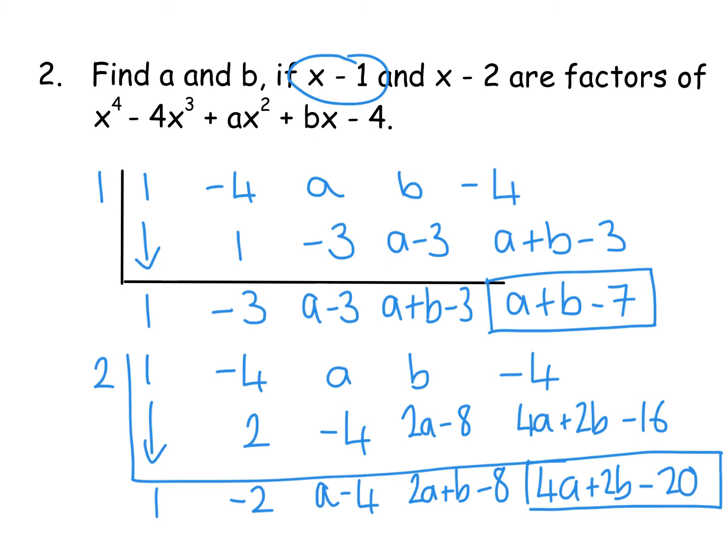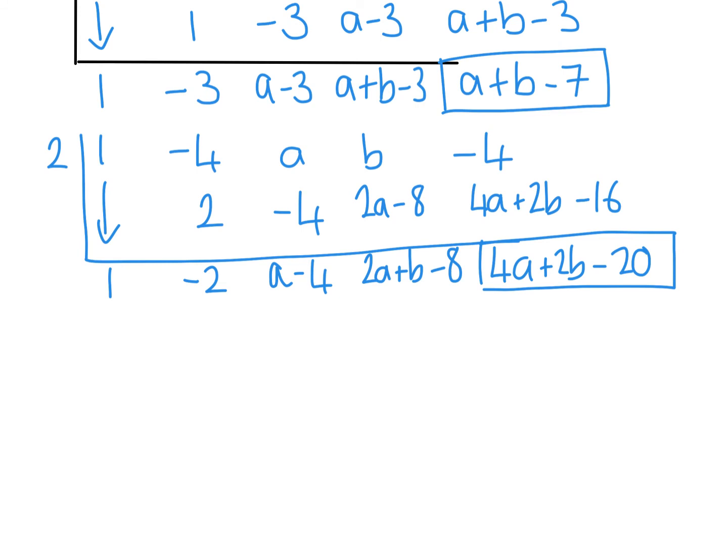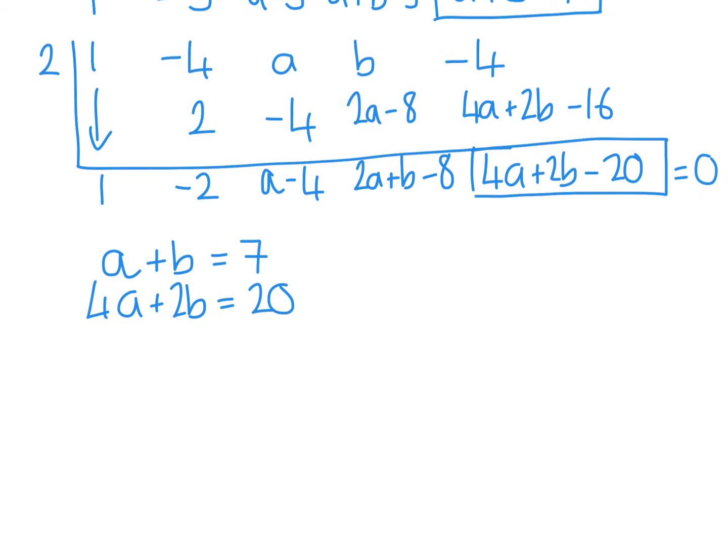Okay. Now what I've got there is two remainders that both can equal 0. Because I was told that these things I've used are factors, they can both equal 0. And if I rearrange them slightly, I get two equations. I get a plus b equals positive 7, and I get 4a plus 2b equals 20. Now what's jumping out at you? It's a bit of simultaneous equations. So the simplest thing to do is, you could either half the second equation or double the first equation. But we'll stick with what you're probably used to, which is doubling the top equation.